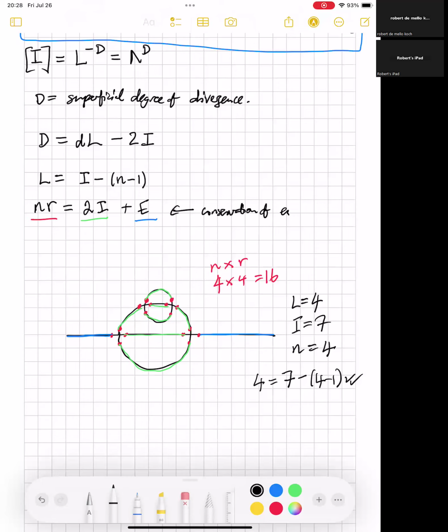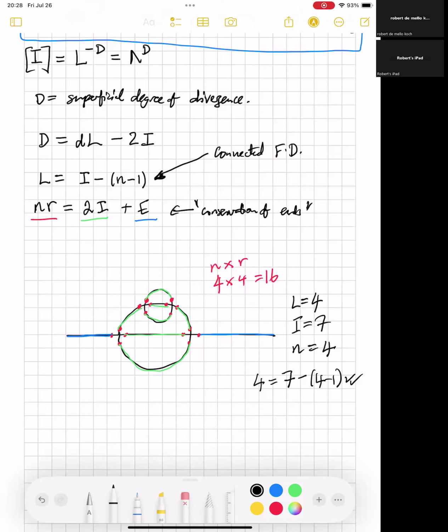Conservation of ends. It's counting the endpoints using the vertices, or counting the endpoints using the ends of the lines. And this equation over here, let me stress, this holds only if you have a connected Feynman diagram.